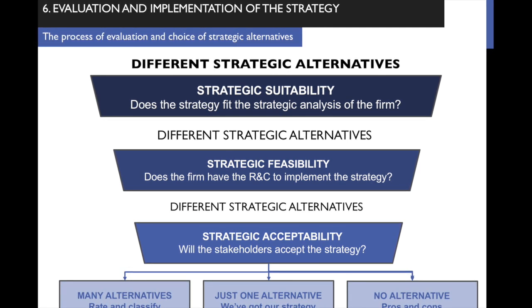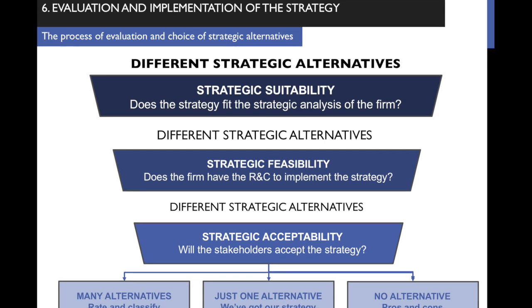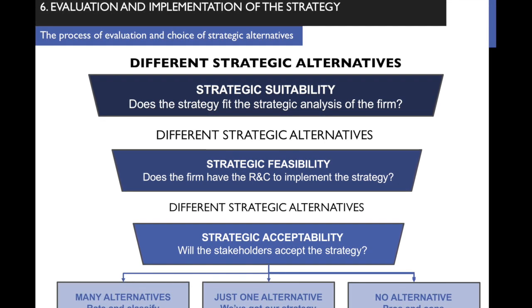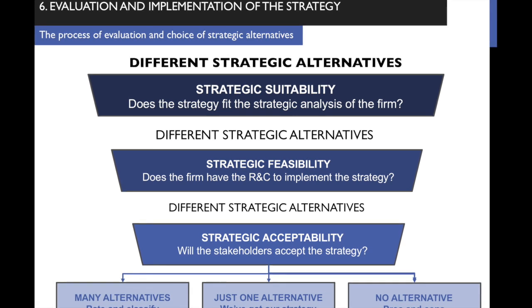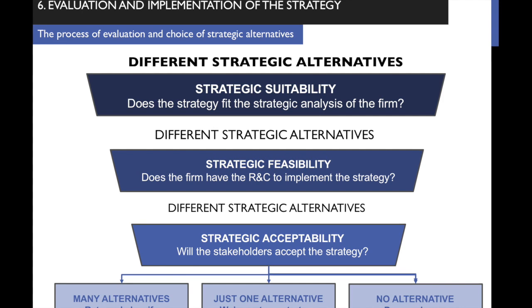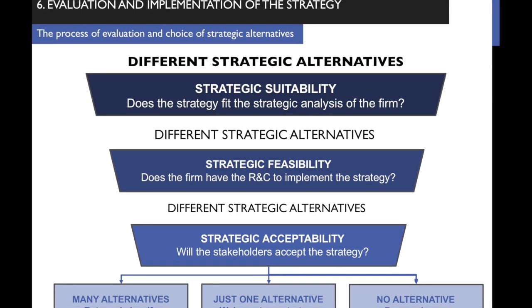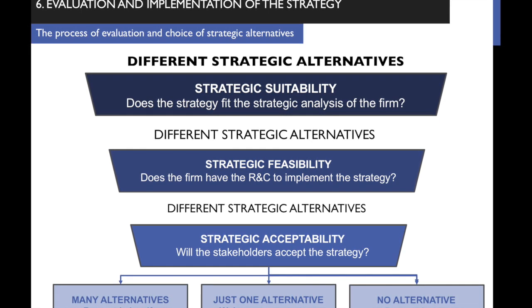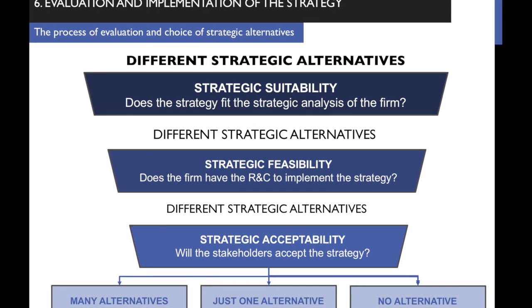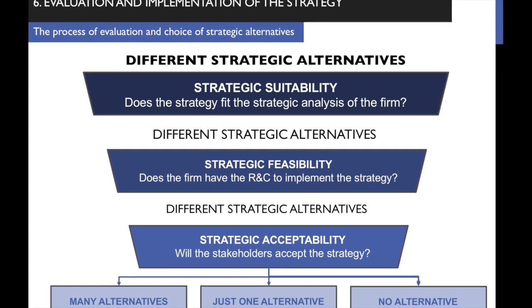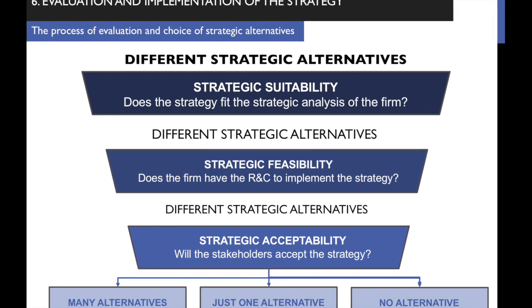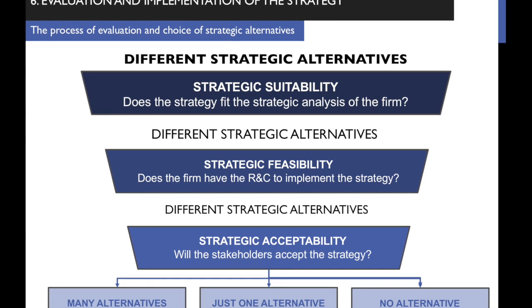Well, then we are going to study feasibility. Do we have the resources and capabilities to implement the strategy, and is our organization adequate to implement it? Okay, then we have suitable and feasible alternatives, which are fewer. Are they acceptable? Acceptable for whom? For the different stakeholders of the company, obviously the shareholders, but any other critical stakeholders of the firm.